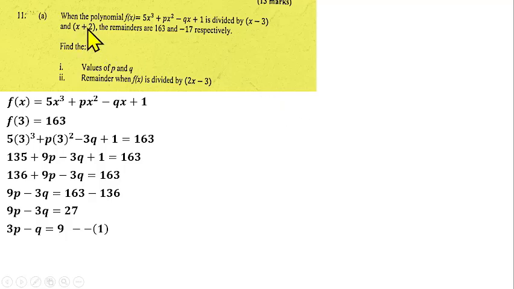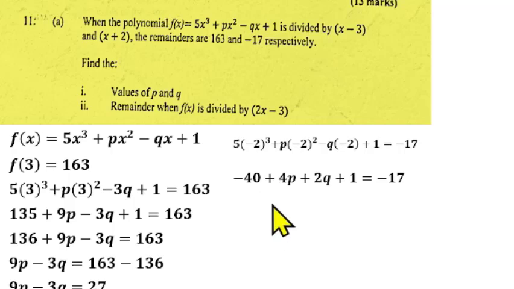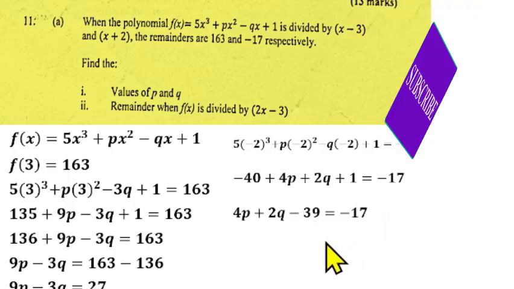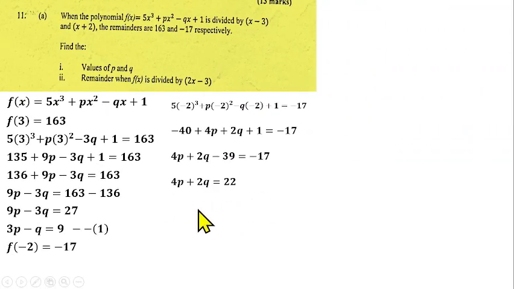Do the same thing here. If I substitute f of minus 2 into this function, I should get minus 17 as well. So f of minus 2 equals minus 17. If you put that into this function, you have 5 into minus 2 cubed plus p into minus 2 squared minus q into minus 2 plus 1 equals minus 17. Simplify further, we have minus 40 plus 4p plus 2q plus 1 equals minus 17. Collect like terms. 4p plus 2q, minus 40 plus 1 will give us minus 39, equals this. Collect like terms as well. 4p plus 2q gives us 22 if this one comes here. So divide through by 2. So we have 2p plus q equals 11, equation 2.